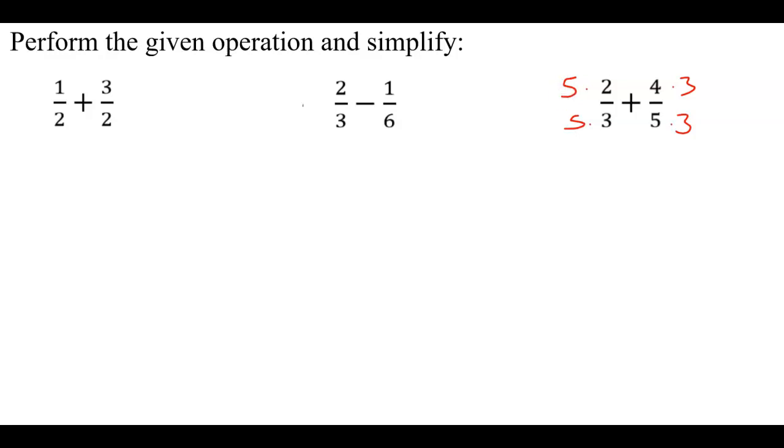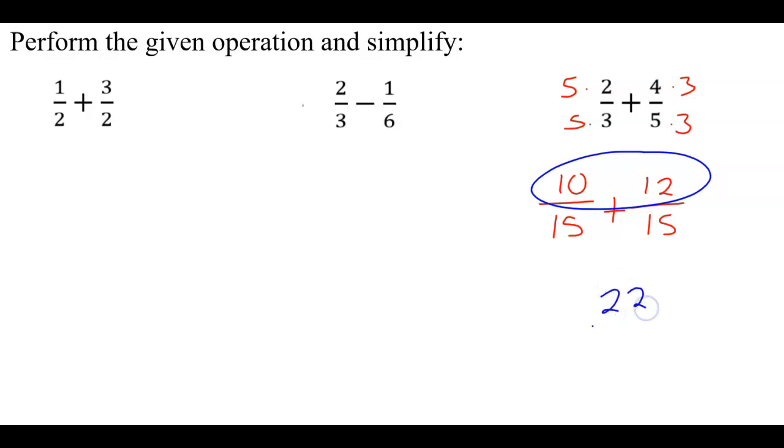So on the left here we now have 10 over 15 plus, and then 4 times 3 would be 12 over 15. And then we can add straight across the numerators. So 10 plus 12 would be 22 over 15. That does not reduce, so that is my final answer. So those are an example of each scenario we can have with the denominators.